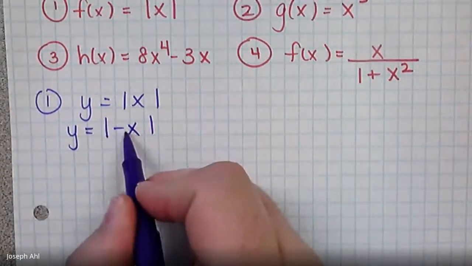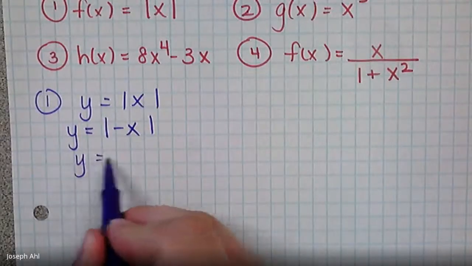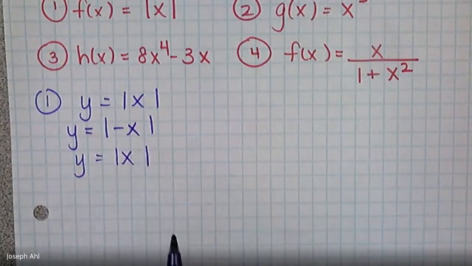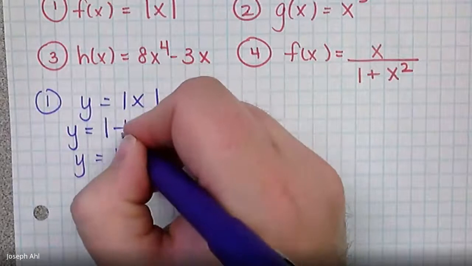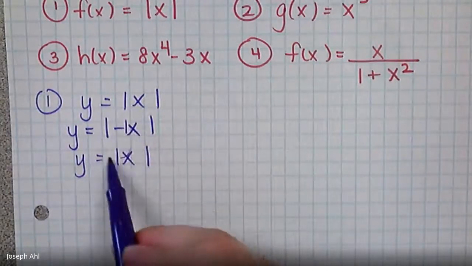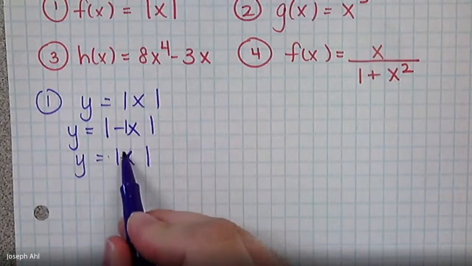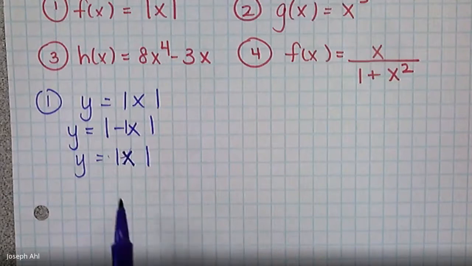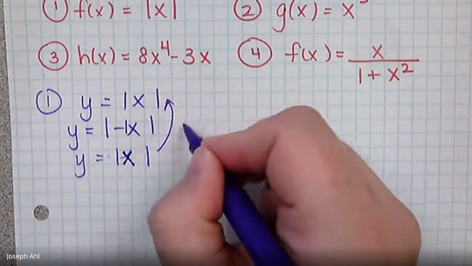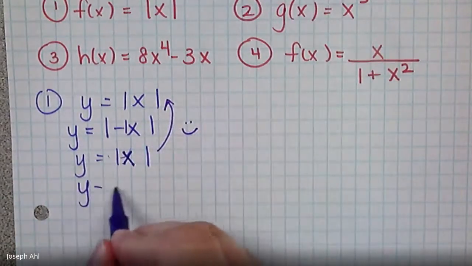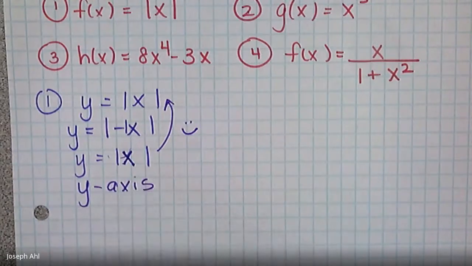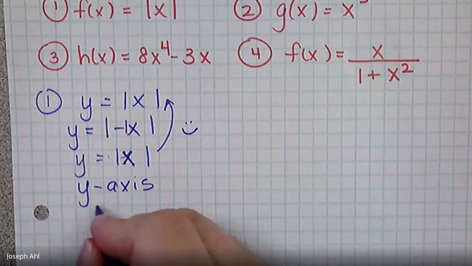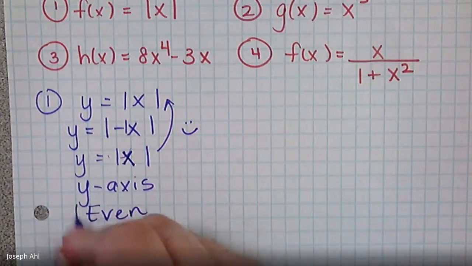Now remember, absolute value of negative x, that's just the same thing as absolute value of x, right? I mean, if I put a little negative 1 there, the absolute value of negative 1 is positive 1. And we don't typically write that on the outside. So since this matches the original, we know that this has y-axis symmetry. And if something has y-axis symmetry, the conclusion is it's an even function.